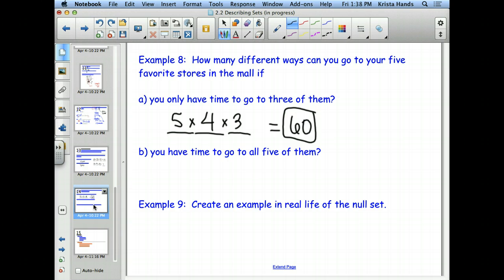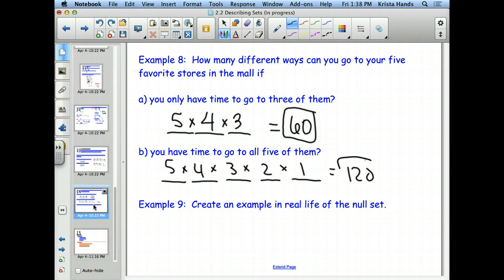What if you get to go to all 5 of them? Right, 5, 4, 3, 2, 1. So how many different ways can you make a decision on this one? 120. This is the number of different ways that you could actually go into them. So maybe you go to Old Navy first, and then Kohl's, and then Bath and Body Works. But if you do it in a different way, then that's a different ordering. So that's what we're counting up here.